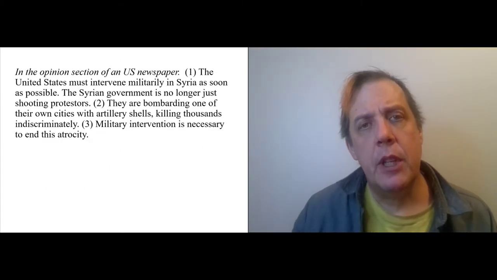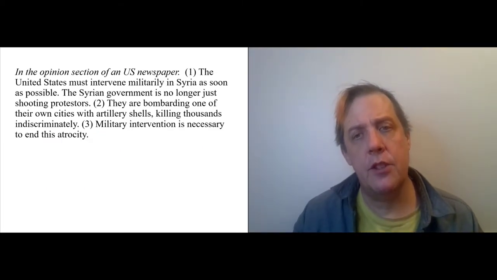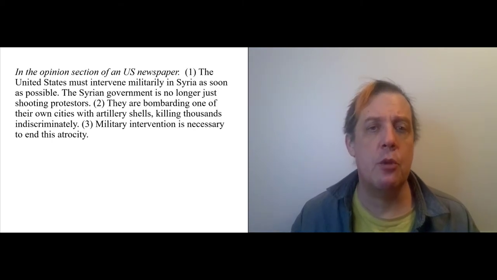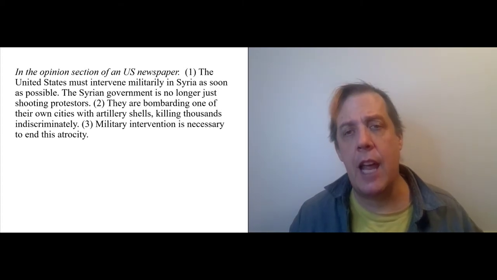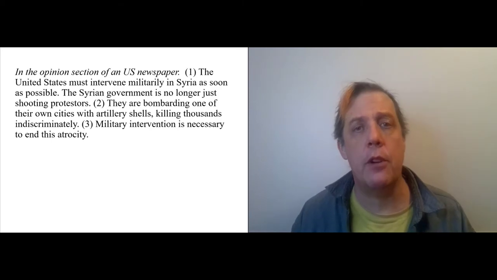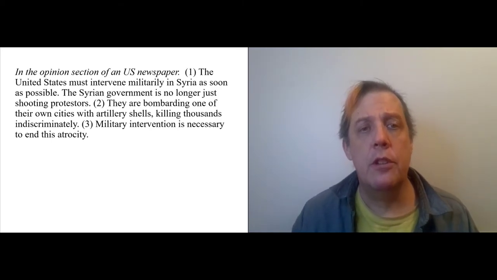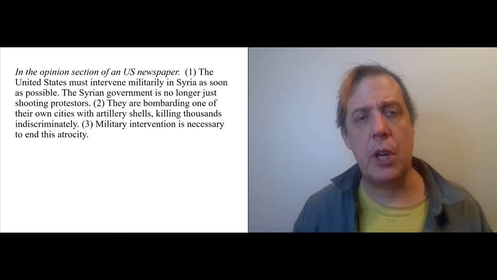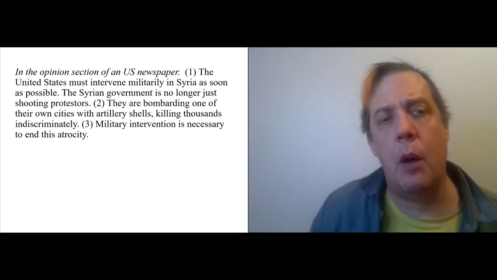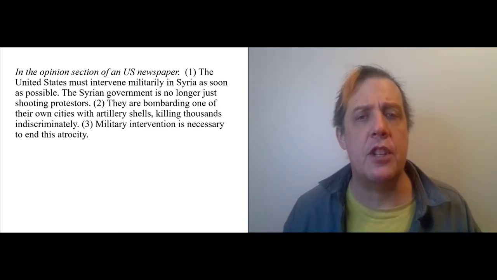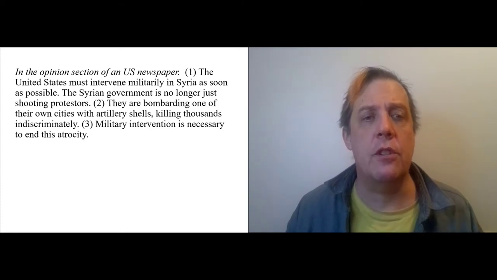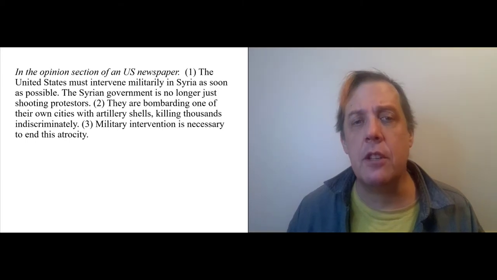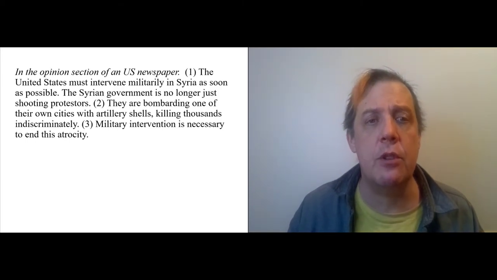So the next step is to begin to diagram replies to arguments. So now we're going to be in a situation where we're actually diagramming statements made by two separate parties. Person A says one thing, person B says another. So imagine our first person is this opinion piece in a United States newspaper, right? So the person writing this article says, the United States must intervene militarily in Syria as soon as possible.